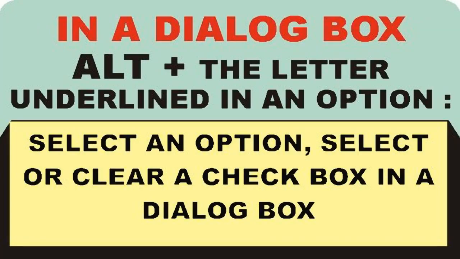If you are in a dialog box and you use the Alt key plus the letter underlined in an option, you will see that it will select that option. And if it is a tick box in that dialog box, it will select that tick box, and also clear the tick box in that dialog box if you use the Alt key plus the underlined character. We will see how it works.